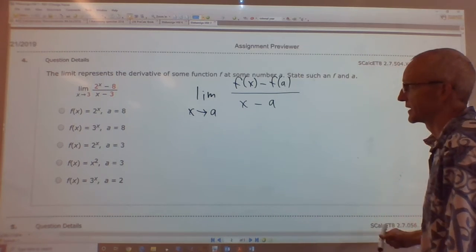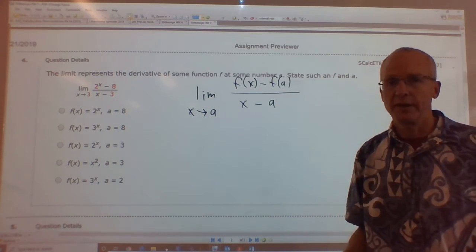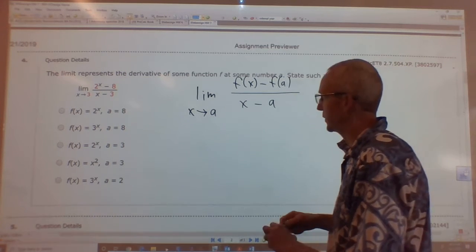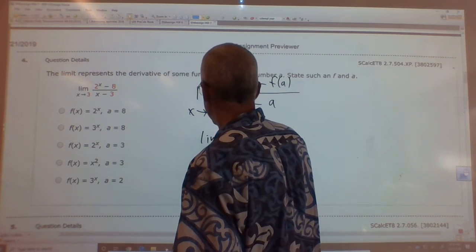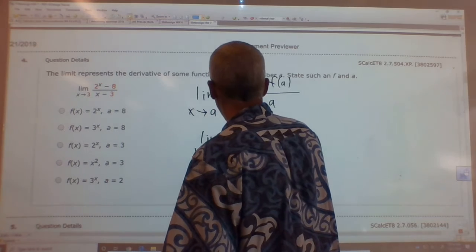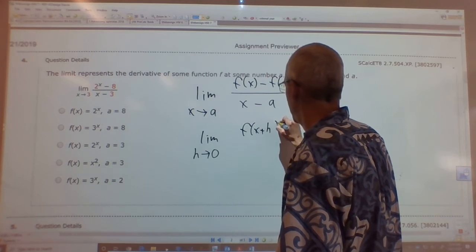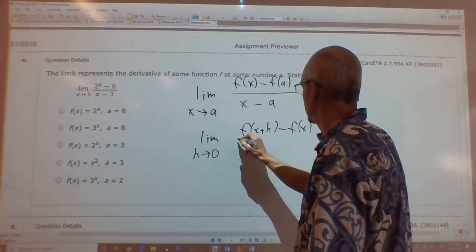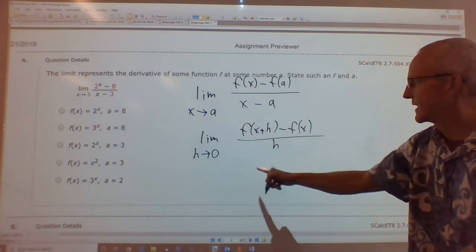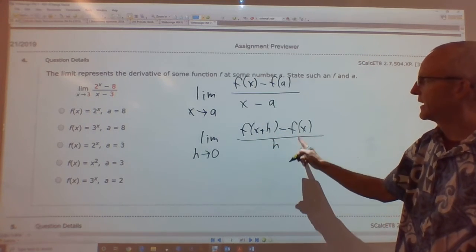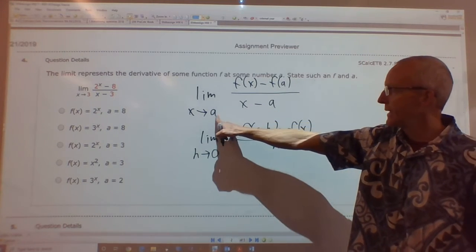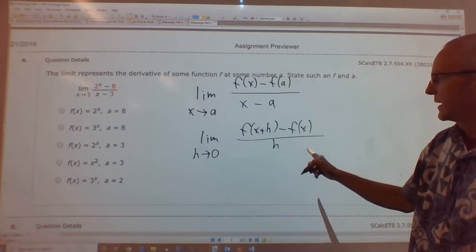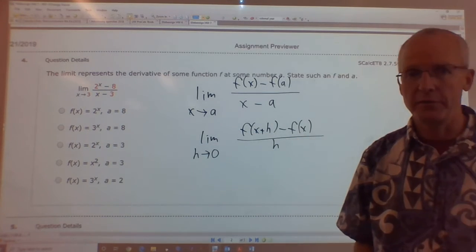Okay, again, there's two ways to write the derivative. There's that way, and then there's the h way. And remember, the h way is the limit as h approaches 0 of f of x plus h minus f of x divided by h. This is the more standard way. This gives you an x in it. Here we only know the derivative at a point. At a point.